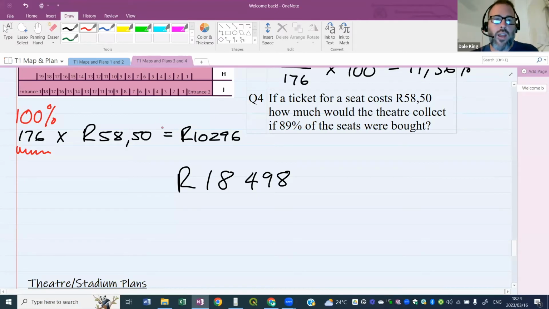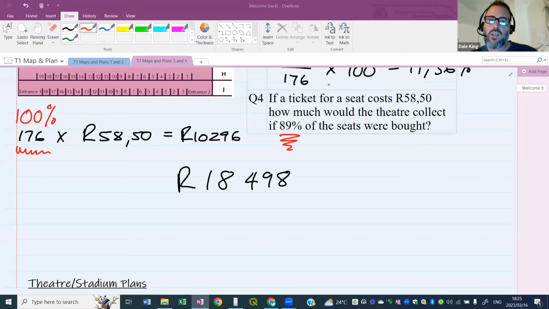I'm sure you can agree on that. So if we sell all the tickets, we should be getting 10,296, all right? Then if we sell 89% of the tickets, is that more or less than 10,296 Rand? All right. So if 100%, all of them is 10,296, then 89%, which is not all of them, it should be less than all of them. Shouldn't that be less than 10,296?